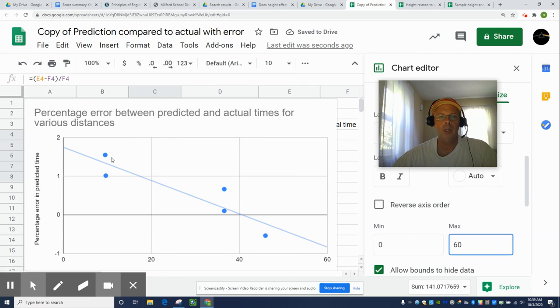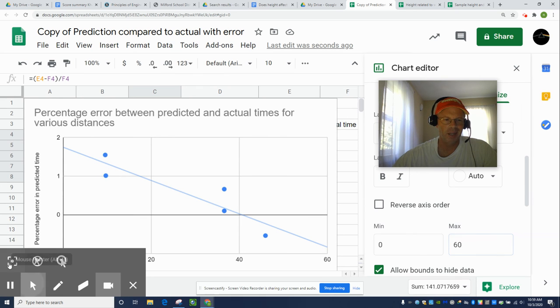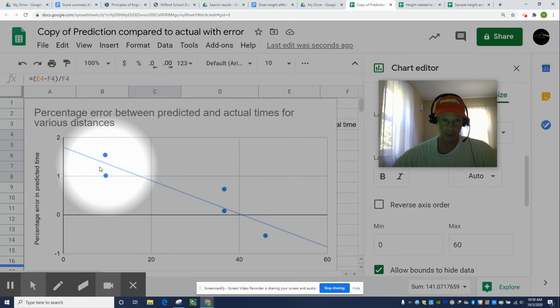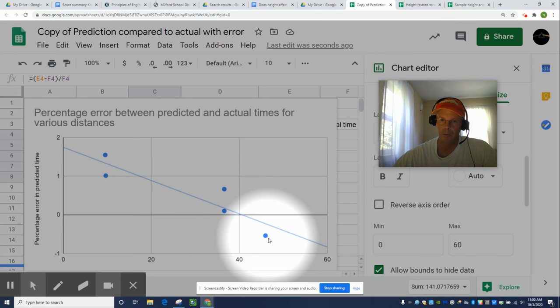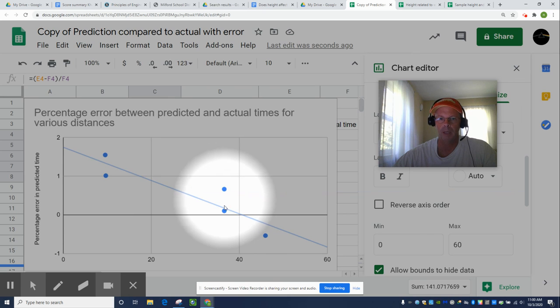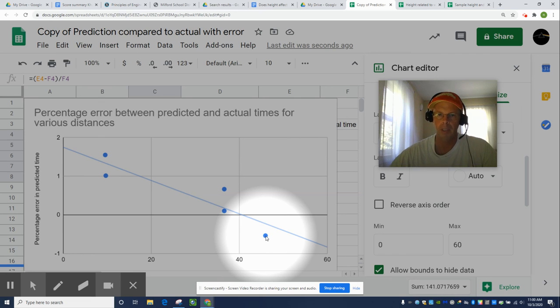So this is kind of interesting. Like for the short distances around 10 meters, we were above 100% error. This is absolutely horrible. These are really bad percentage errors. And then as we went to bigger distances, the percentage error was shrinking. So that's kind of weird. Our predictions were more accurate for the bigger distances. And now the prediction was below the actual time. Everybody else's prediction was above the actual time, giving a positive percentage error. And this prediction was below the actual time, giving a negative percentage error.